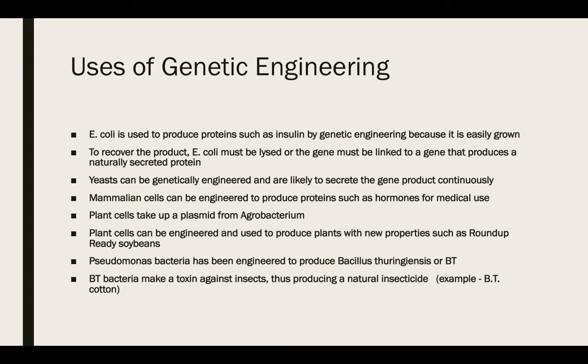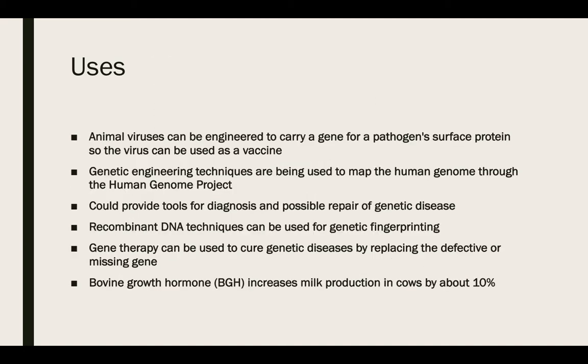Plant cells can also be engineered to produce plants with new properties, such as Roundup-ready soybeans, different things like that. Pseudomonas bacteria are used to produce Bacillus thuringiensis, or BT corn, that you've probably heard of. It takes the toxin against insects, producing a natural insecticide, BT cotton, BT corn. It's out there, and it kills insects whenever they get a hold of this material, this toxic agent. Other uses: animal viruses have been engineered to carry a gene from the pathogen's surface protein.